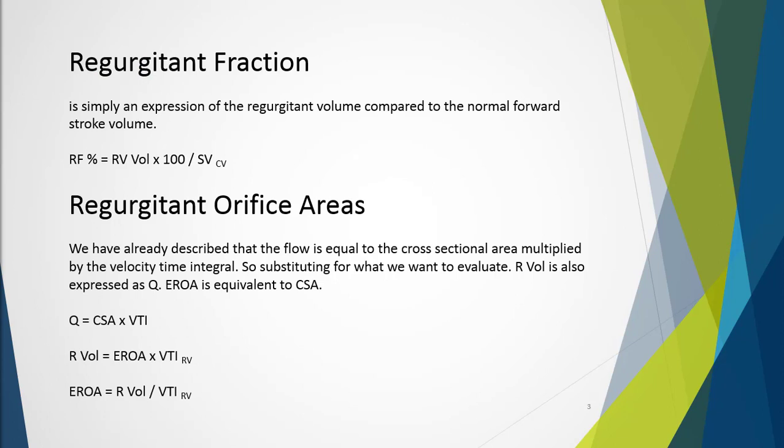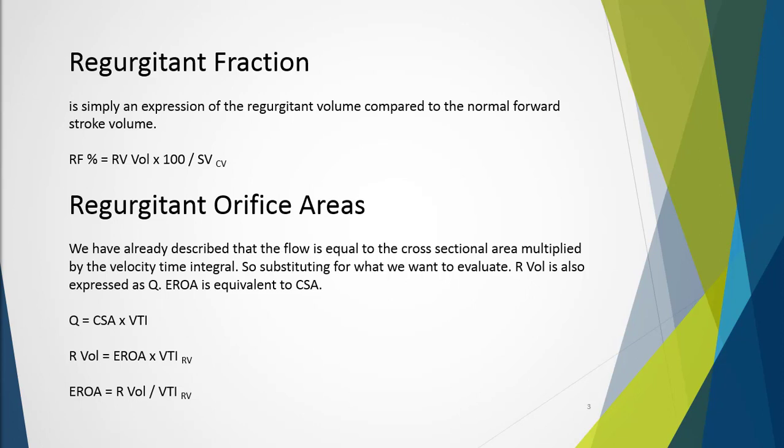So working out the regurgitant fraction, it's simply an expression of the percentage of regurgitant volume compared to the normal forward stroke volume. It's represented by the formula here. The regurgitant fraction is equal to the regurgitant volume times 100 divided by the stroke volume. So times 100 there to get our percentage. So from this, we can work out regurgitant orifice areas.